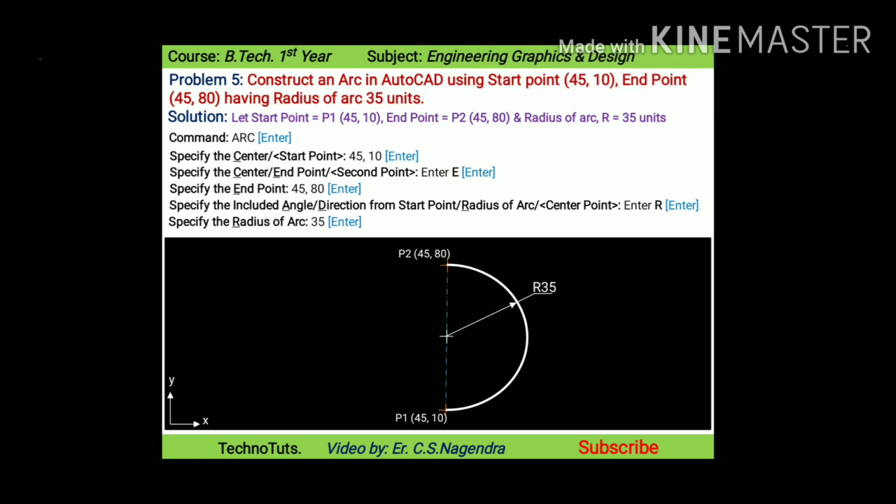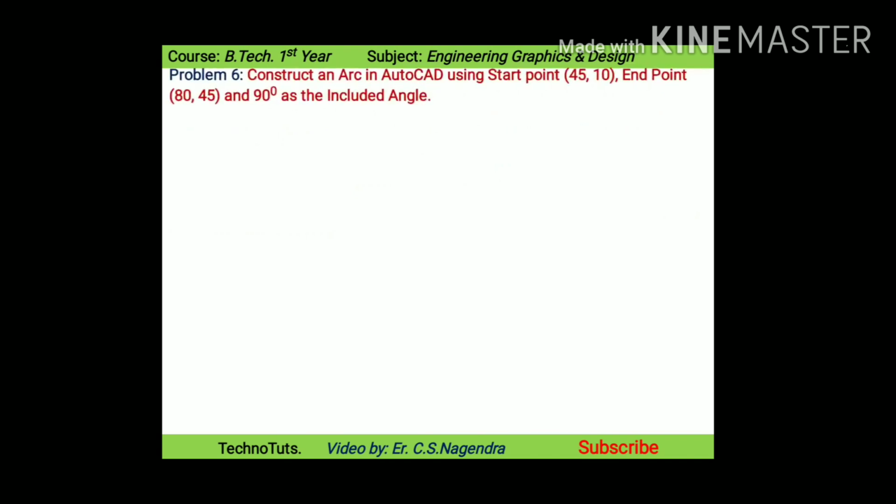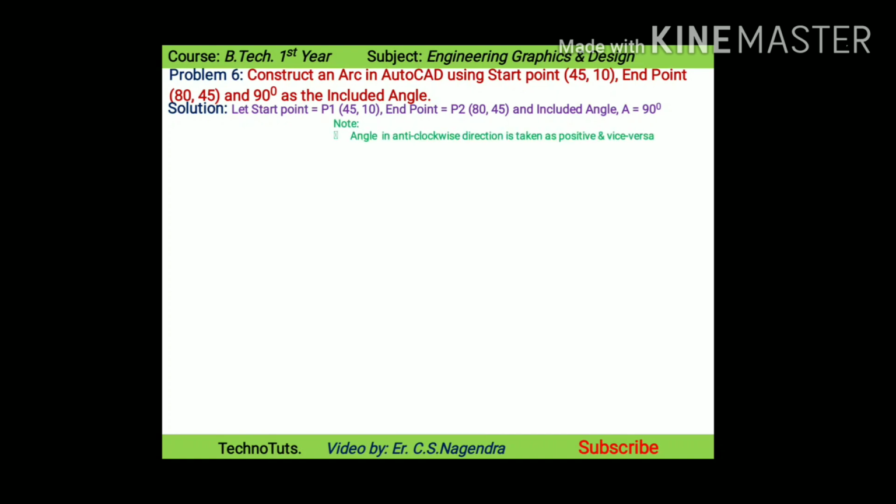Okay students? Okay, very good. Let us move to problem number 6. Construct an arc in AutoCAD using start point 45, 10, end point 80, 45 and 90 degree as the included angle. Okay, so let us solve the problem. Let start point be point P1 having coordinates 45, 10, end point be point P2 having coordinates 80, 45 and included angle be A as 90 degree.